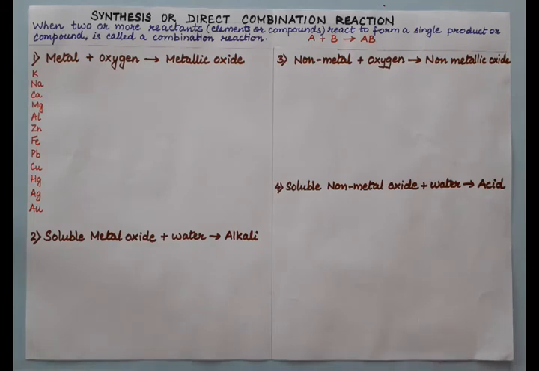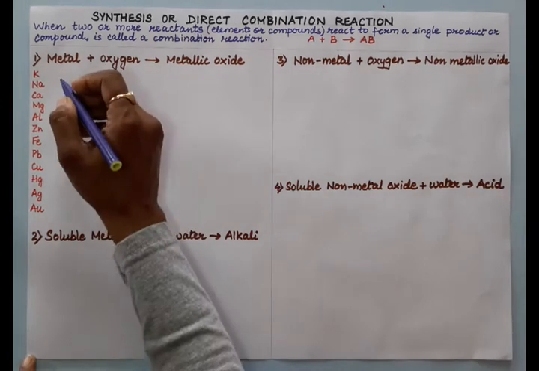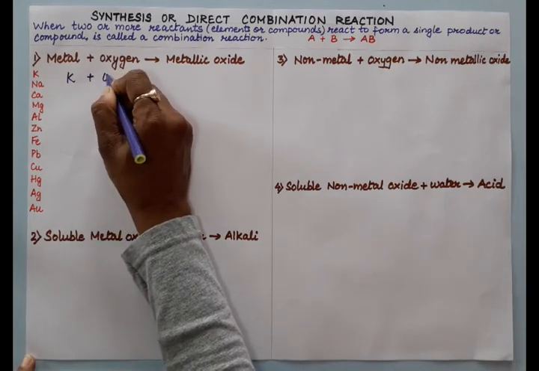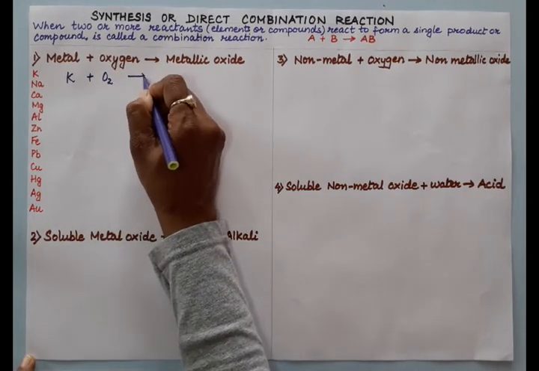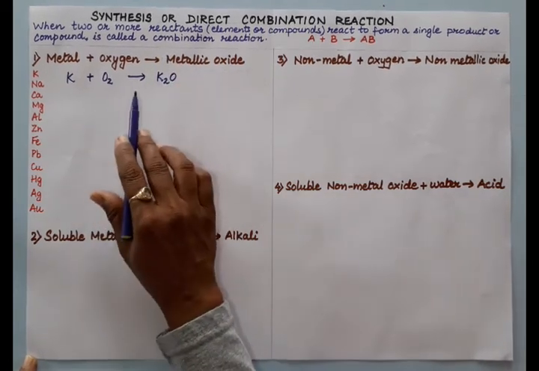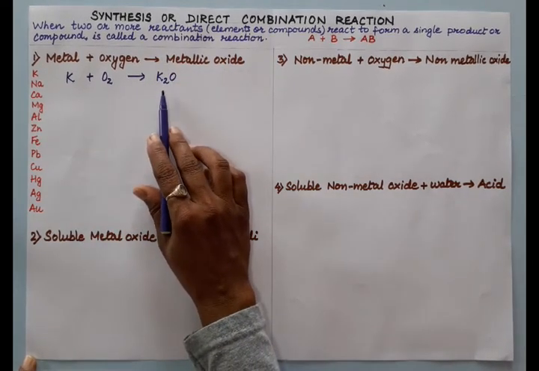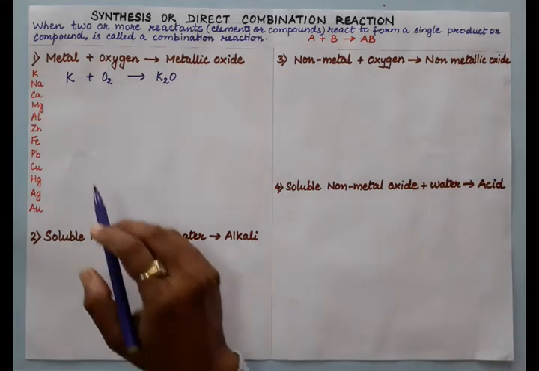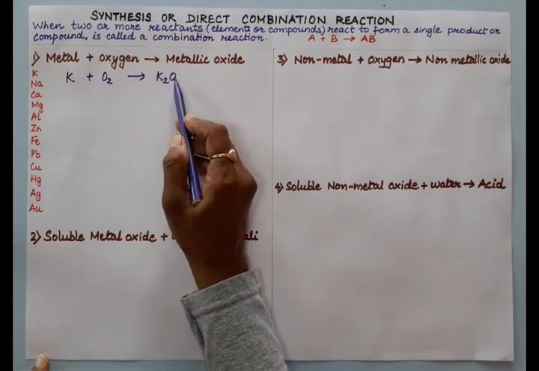Now from this activity series of metals, let us take the first metal, that is potassium. When potassium reacts with oxygen, we get potassium oxide. Now see, K plus O2 gives K2O according to valency. The first step is always to remember the rules for the reaction, then only will we be able to solve the reactions.